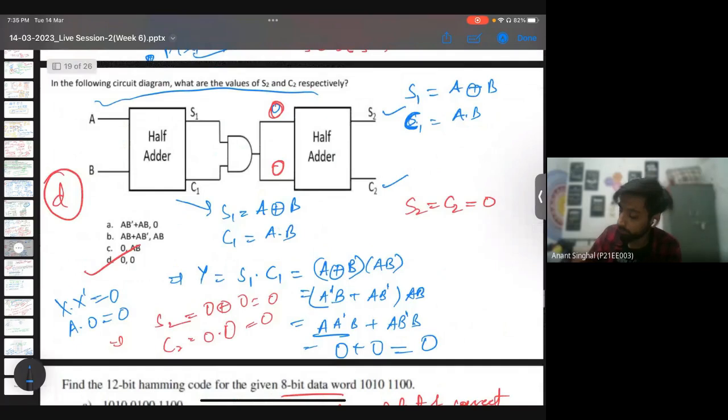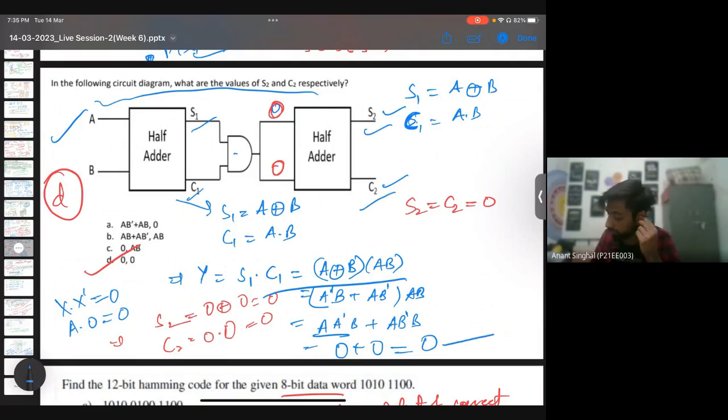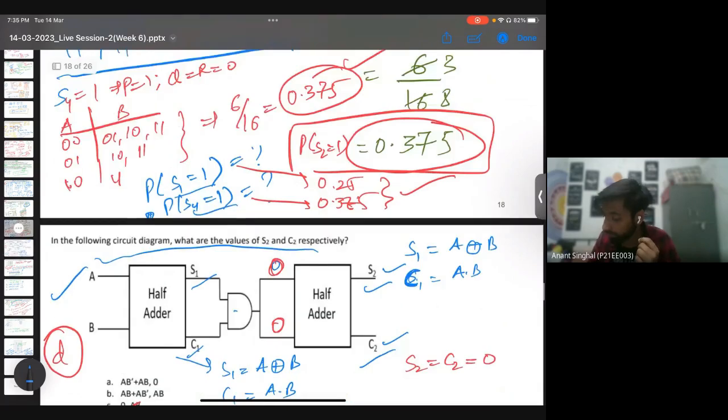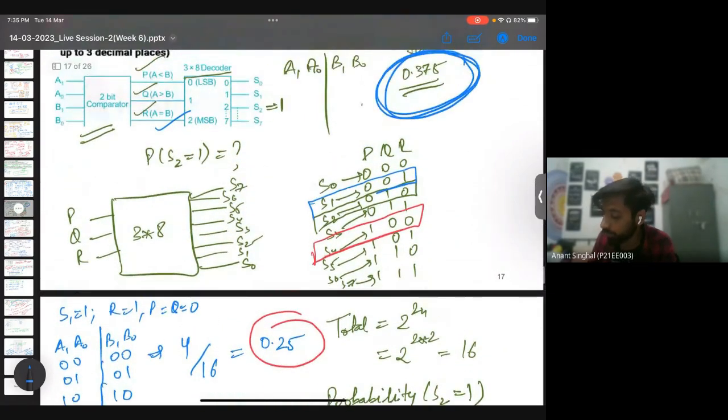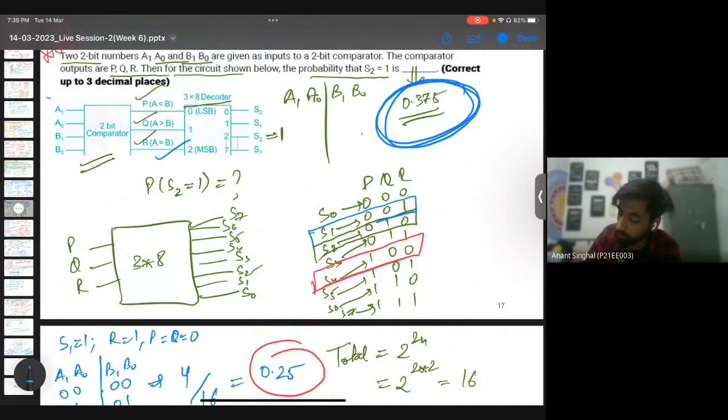Then this was an interesting question. S1, C1, when they are getting the same, so after XOR they both were getting 0. So sum and carry both will be 0. Then this was again a nice question of decoder. Yeah, this was quite a unique question.